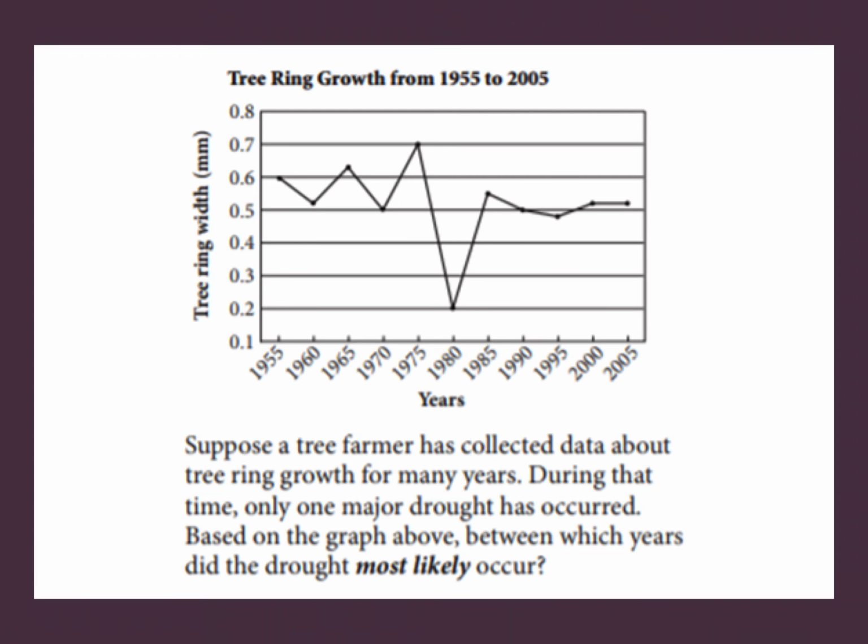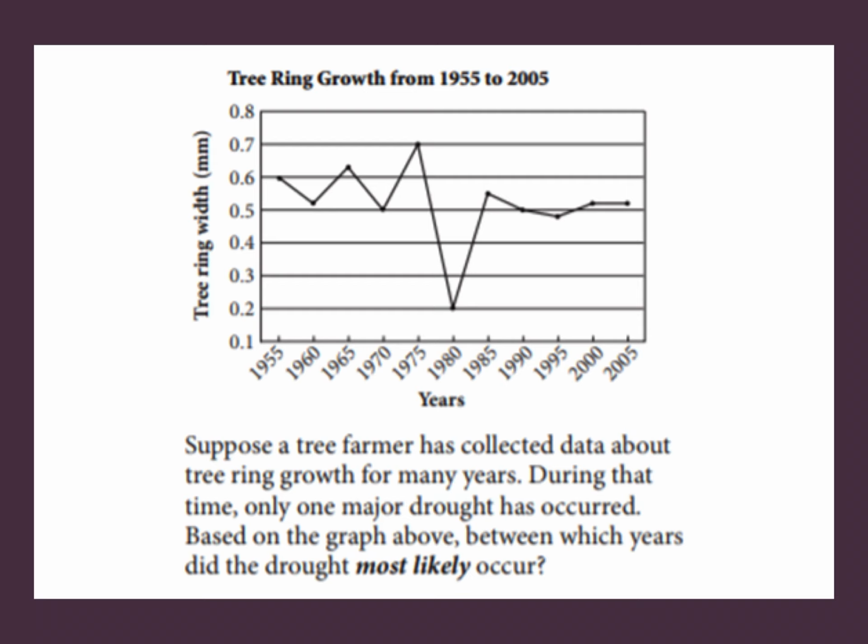All right. Here's some of that info put on a chart. It says, suppose a tree farmer has collected data about tree ring growth for many years. During that time, only one major drought has occurred. Based on the graph above, between which years did the drought most likely occur?